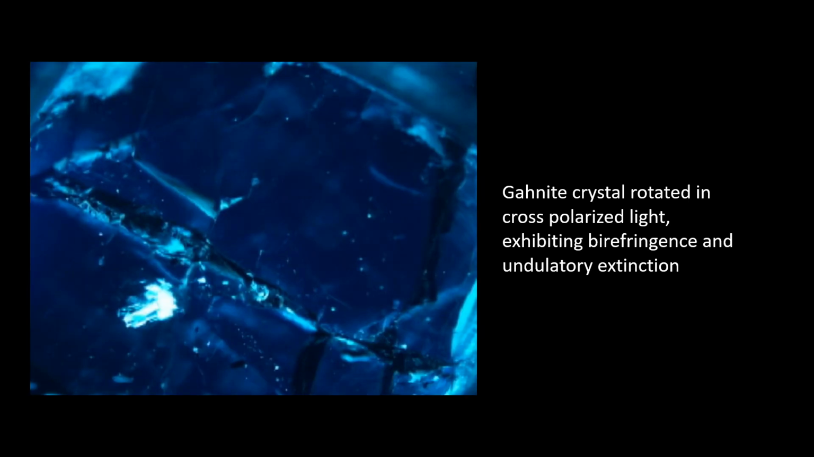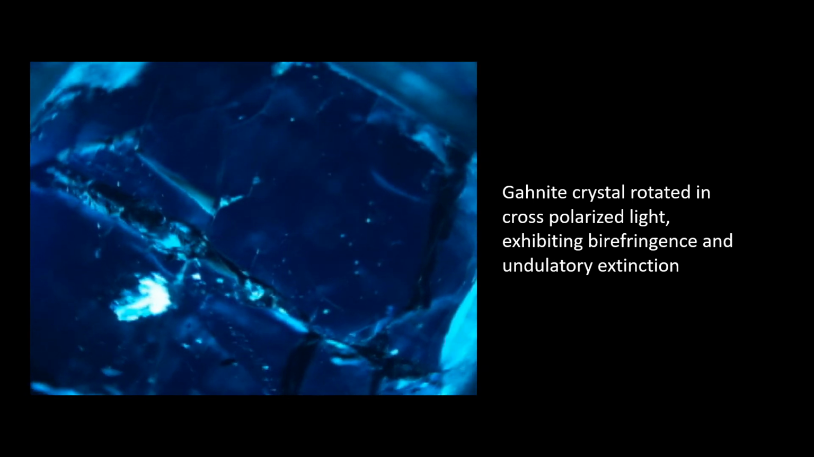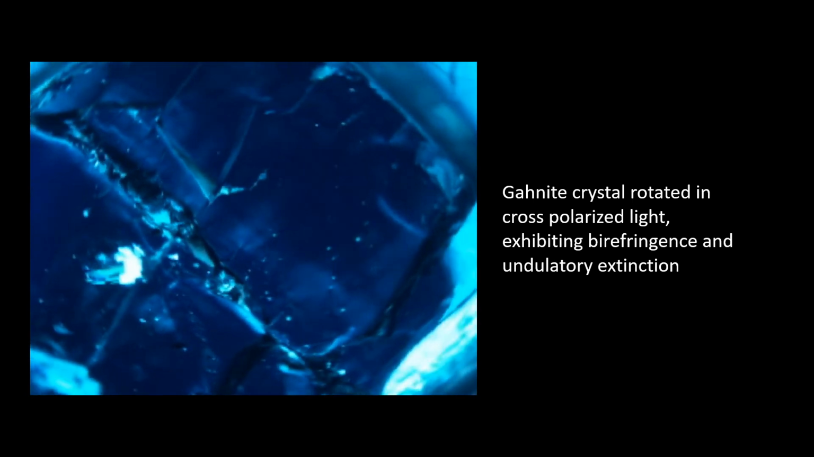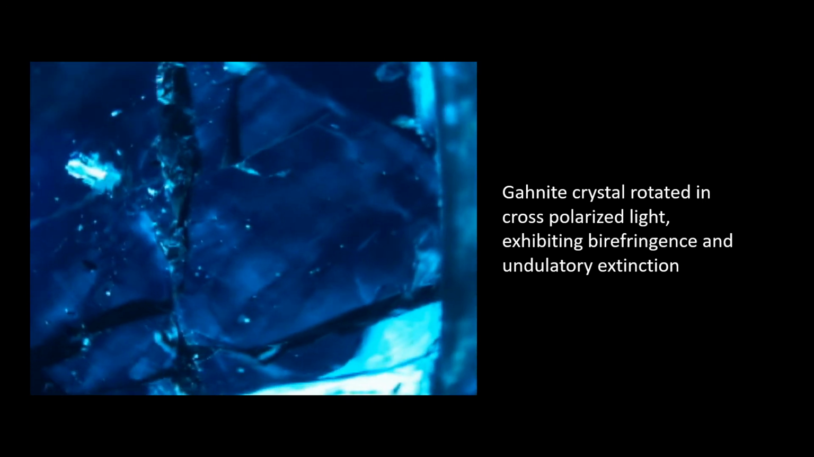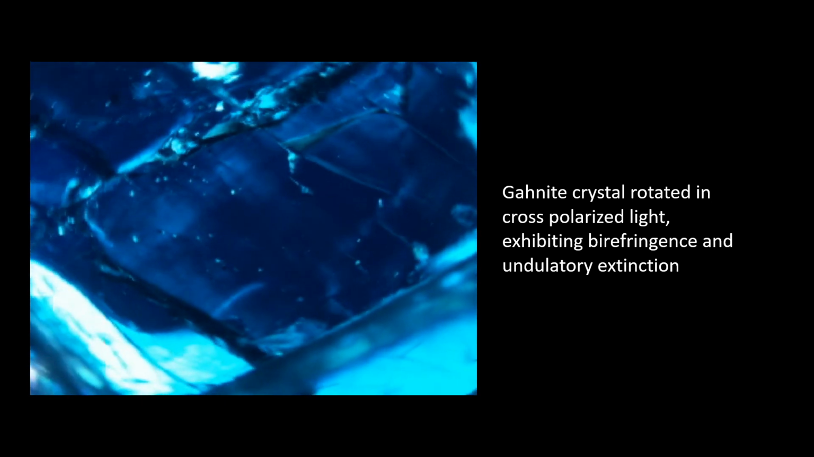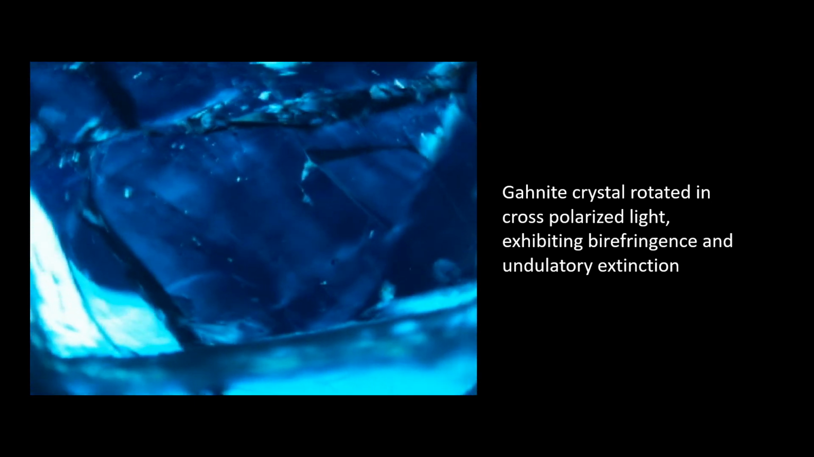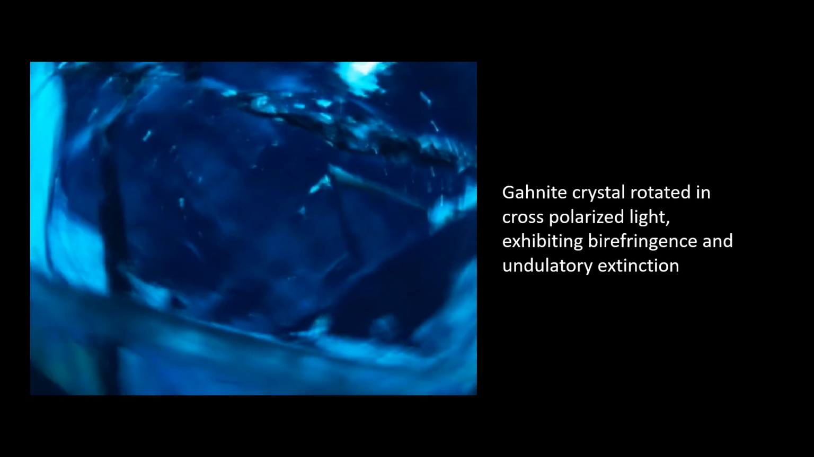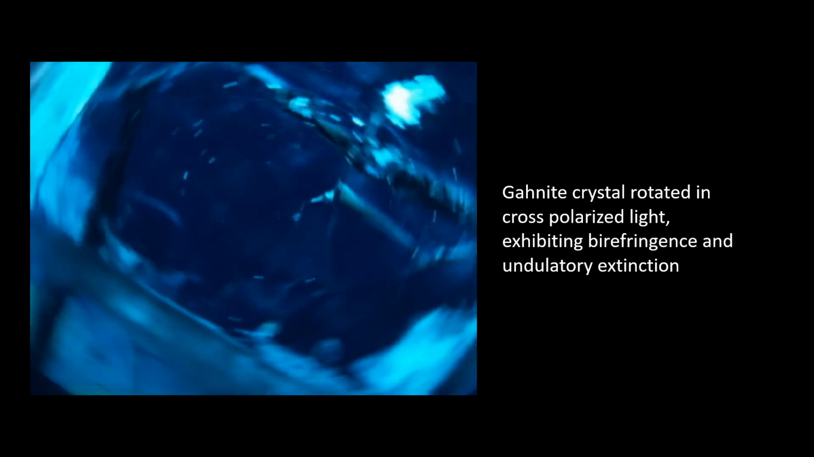This is the birefringence that we first observed in the gahnite. The crystal here is being rotated under cross-polarized light, and what you would expect to see in an isometric crystal is nothing. The whole grain would be extinct no matter which way the stage of the microscope was turned. However, here you see these different zones of the crystal going extinct at different times, which is known as undulatory extinction.